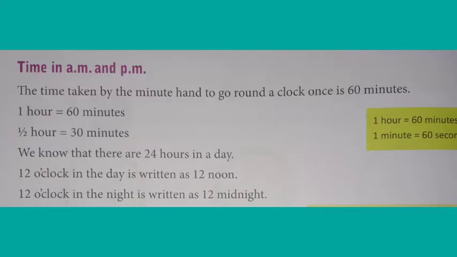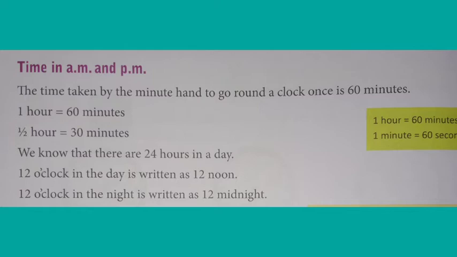Time in AM and PM. The time taken by the minute hand to go round a clock once is 60 minutes. 1 hour is equal to 60 minutes. Half an hour is equal to 30 minutes. We know that there are 24 hours in a day.